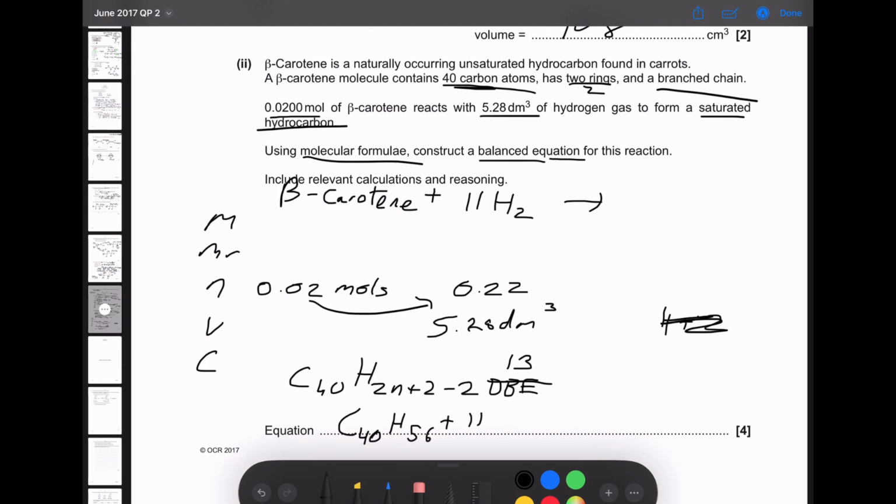Plus we know it's 11H2, and that's going to give us a fully saturated molecule. So what are we looking for here? We're adding 22 to this, so it's just going to be C40H56 plus 11H2 gives C40H78, and there shouldn't be any other products.